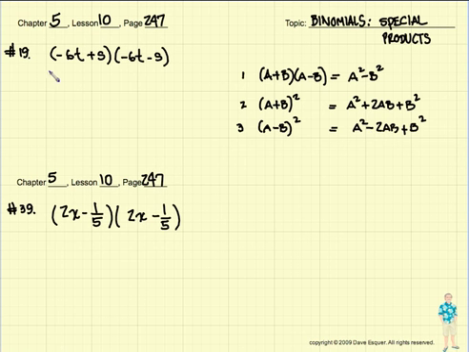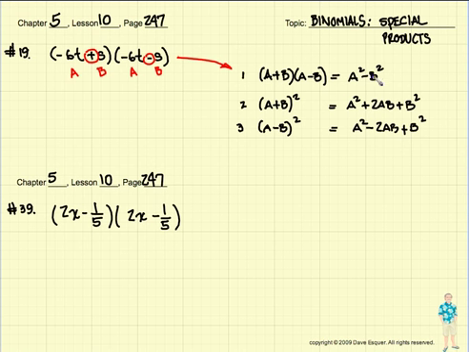Let's take a look at number 19, and in number 19 we notice that we have an a term, we have an a term, we have a b term, we have a b term, and we're having one with a plus and one with a minus. Let me just put those in here. We can consider this the a, and here it is again. We can consider this the b, and here it is again. And you'll notice that we have a plus sign and we have a minus sign. So we're going to use rule number 1 because we have a plus sign and we have a minus sign.